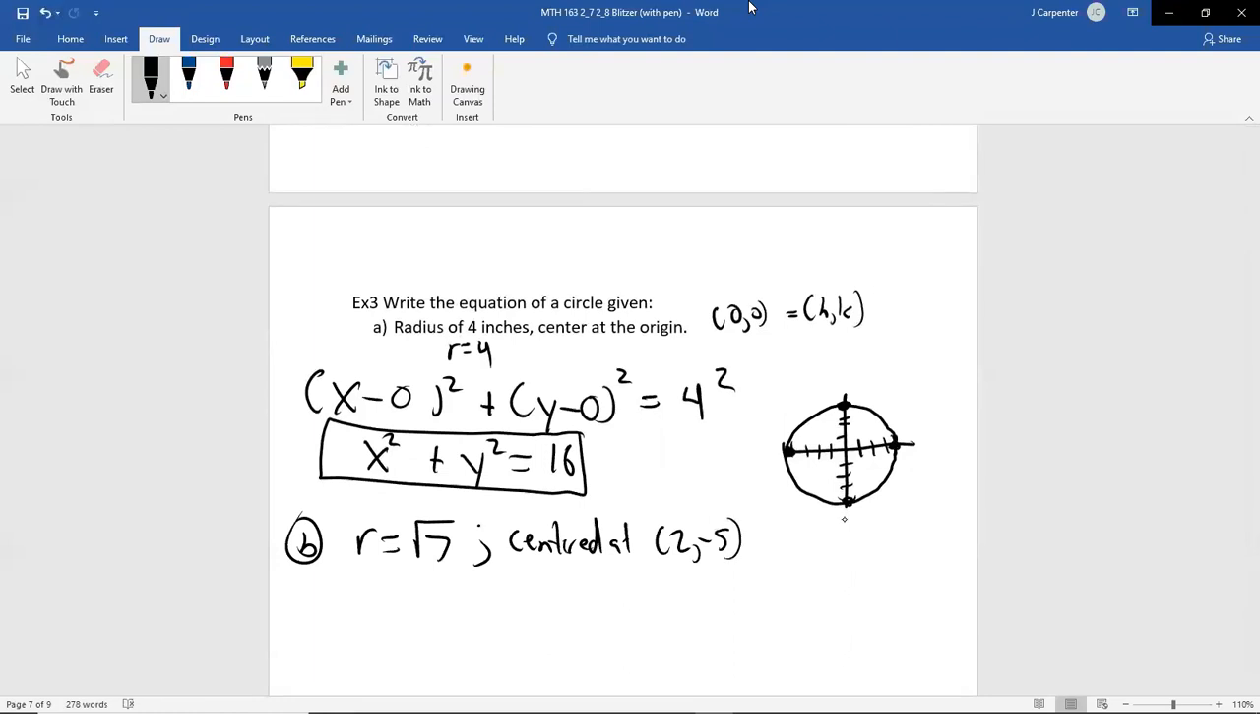Oh, radius is a square root. That sounds awful, doesn't it? Nope, don't let it terrify you. So the radius is the square root of 7. If the center is 2, -5, that makes the 2 the h and the -5 the k.